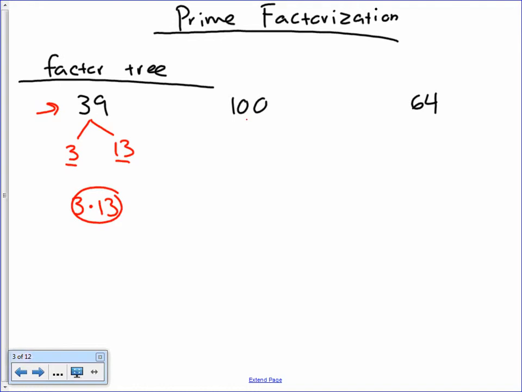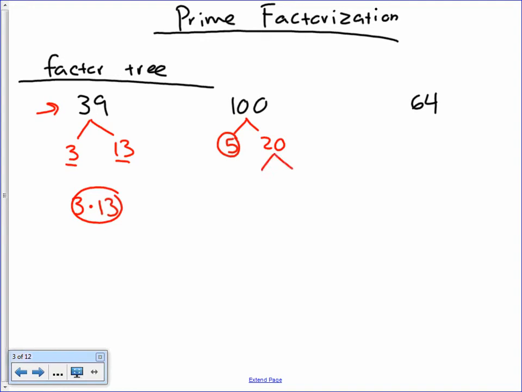Let's take a look at 100. There are many ways you can break up 100. You can go 2 and 50, or 25 and 4, or 5 and 20. Let's do that one, 5 and 20. So we have 5 and 20. Notice how 5 is prime, so I can't break that one up anymore. I'm going to circle it for now. And 20 is not prime. I can actually break that down even more.